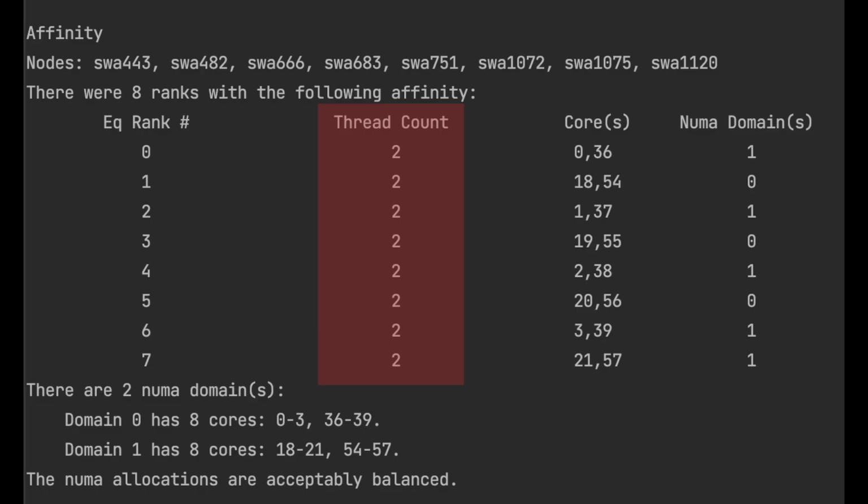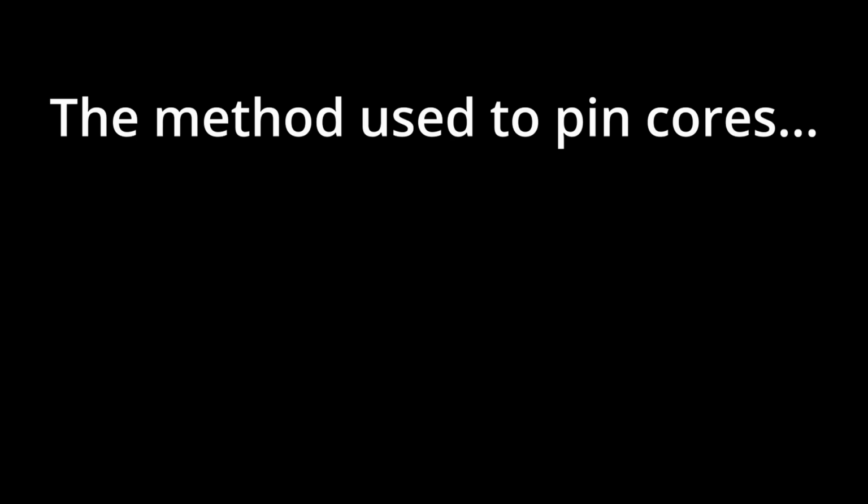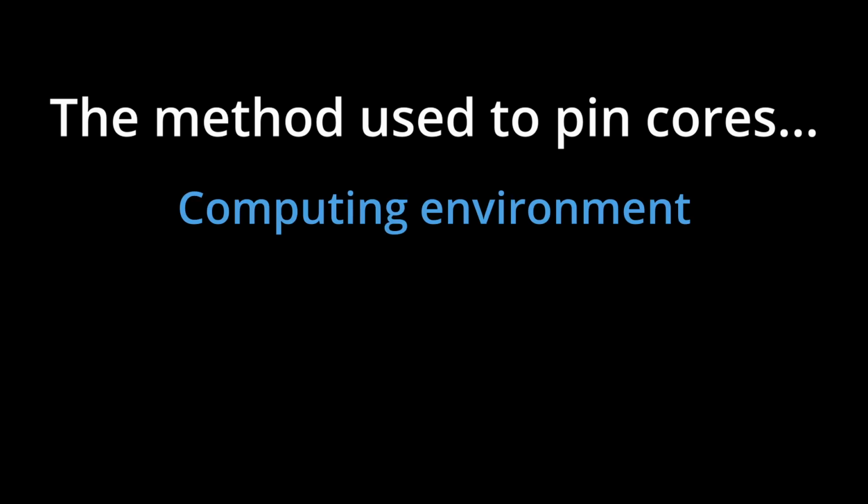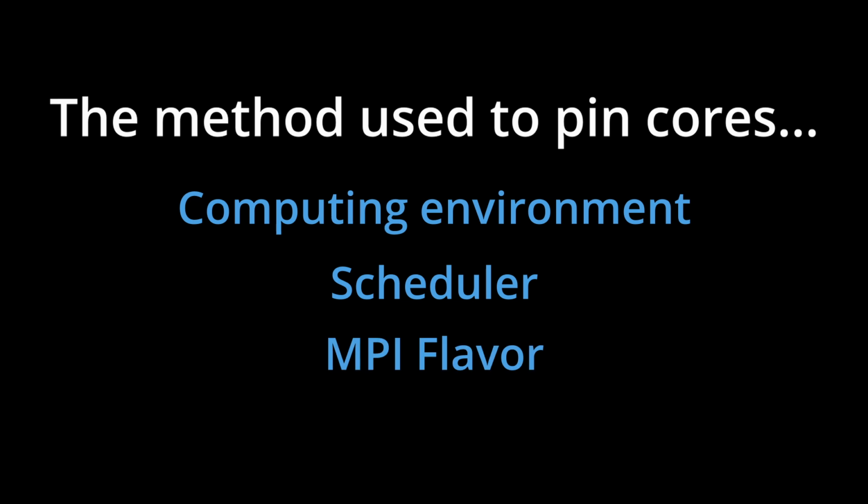In a hybrid MPI OpenMP application, each rank will usually have multiple threads assigned to it. In this case, you'll usually want to have one core per thread pinned to the rank so that each thread will have exclusive use of the core. The method used to pin cores to ranks is highly dependent on your computing environment, the type of scheduler you are using, and even your MPI implementation.